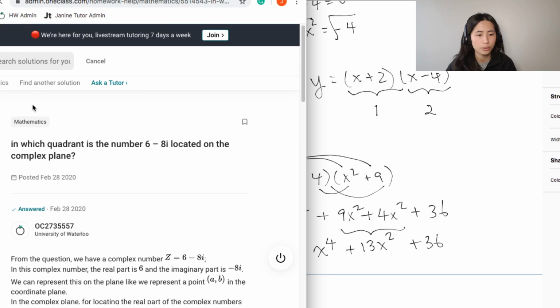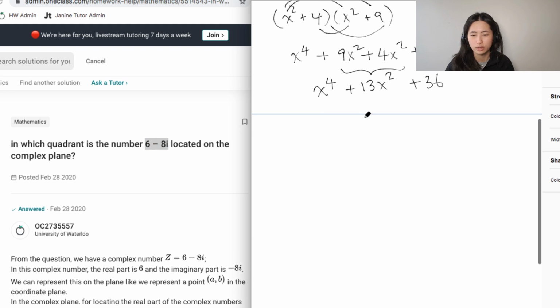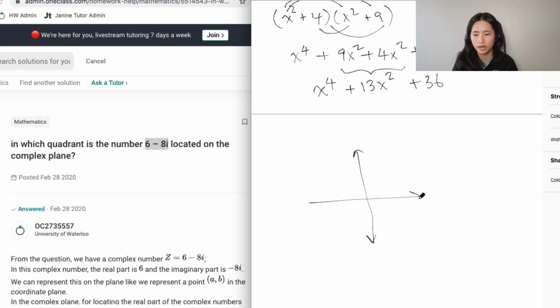Great. So next question we have, in which quadrant is the number 6 minus 8i located on the complex plane? Okay, so I know this may sound really overwhelming just by looking at the question, but honestly, if you remember your coordinates, right? So let's take a look at your x and y axis. So this is your y-axis and this is your x-axis, right?